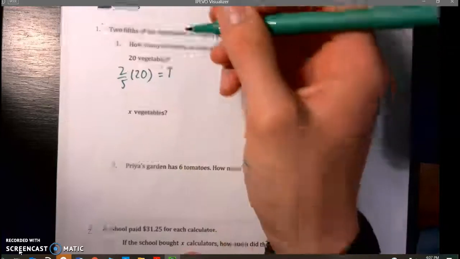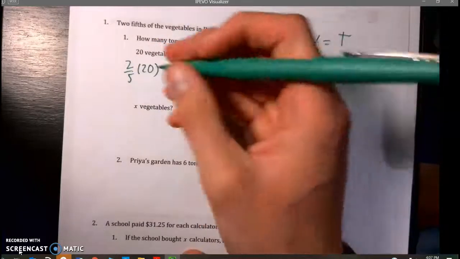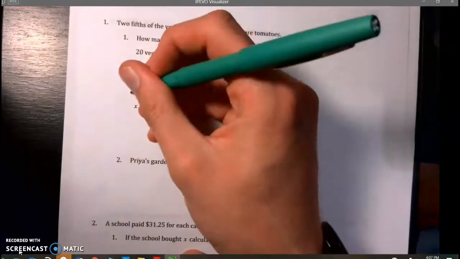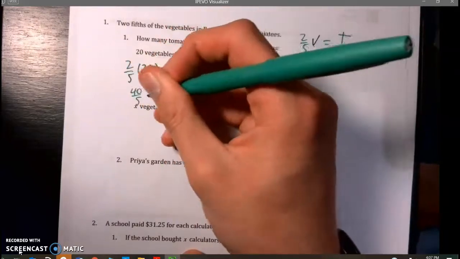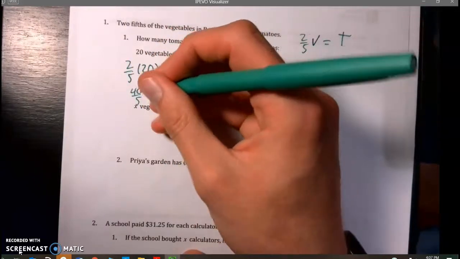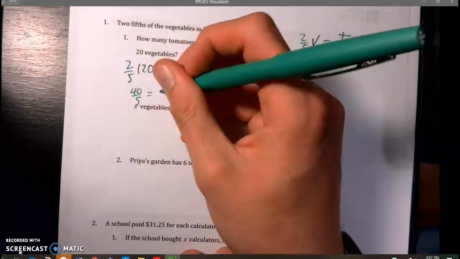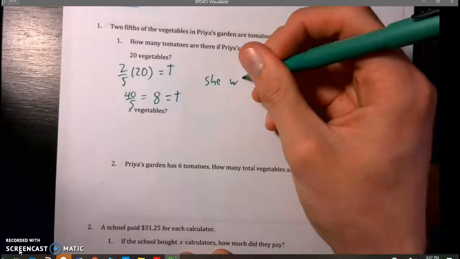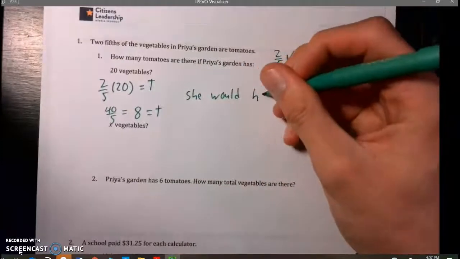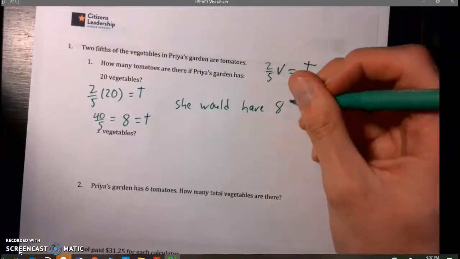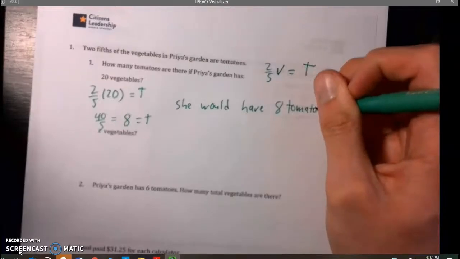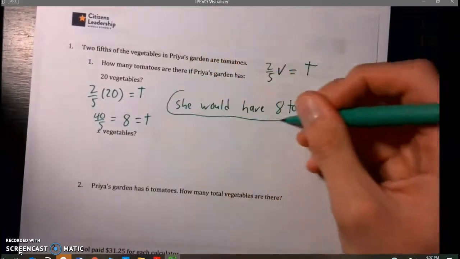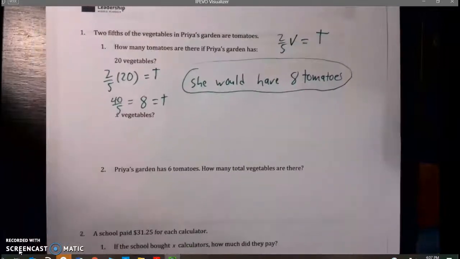Multiplying a fraction times a whole number multiplies by numerator. 20 times 2 is 40 over 5, which simplifies to, fractions are division, 40 over 5 is 8. So that means she would have 8 tomatoes. 8 is 2/5 of the 20 vegetables she has.